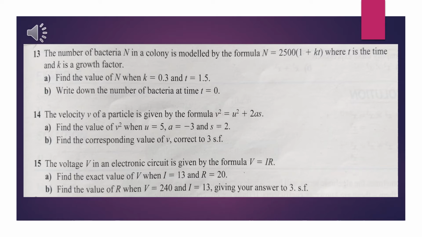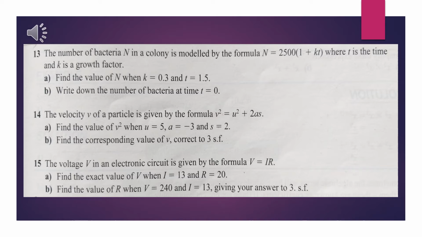Write down the number of bacteria at time t equals 0. Now you can take the formula n equals 2500 brackets 1 plus kt, close the brackets, substitute the values k equals 0.3 and t equals 1.5, use the calculator and get the value of n for the given two values.